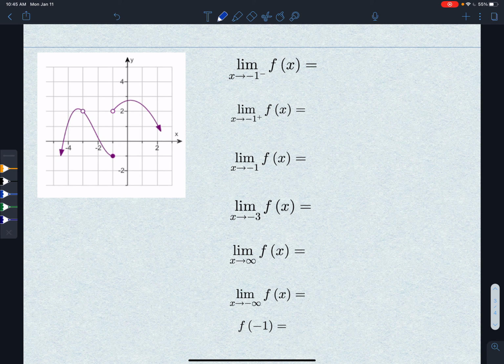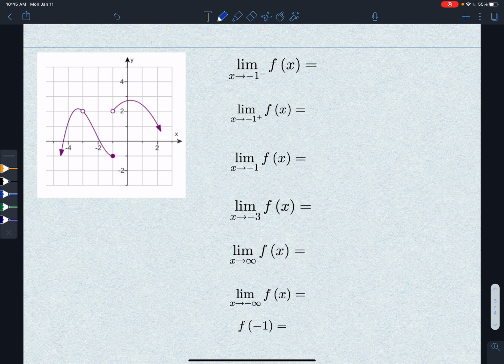All right, in this video, we're going to use a graph to evaluate limits, and that could be one-sided limits or standard limits. And we're also going to look at some other things here. So looking at this graph, it looks like we have a couple of what we call discontinuities, the open circles, and also the jump that seems to happen when x equals -1. So this will be an interesting exercise.